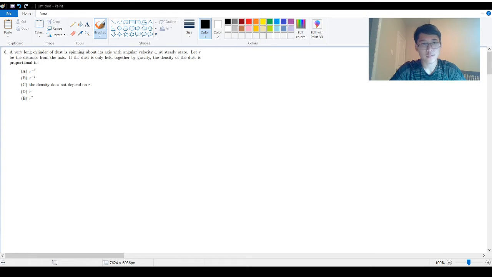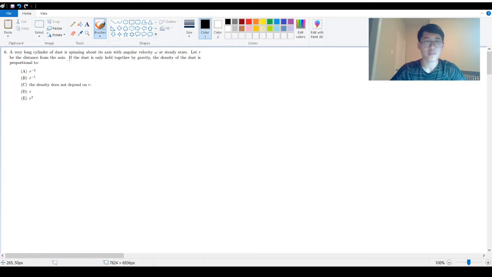Okay, now we're on to problem number 6 in the 2019 B test. This question is actually one of the harder questions in the test. So, to begin this question, let's think about what it really means. It says if the dust is only held together by gravity, the density of dust is proportional to something.